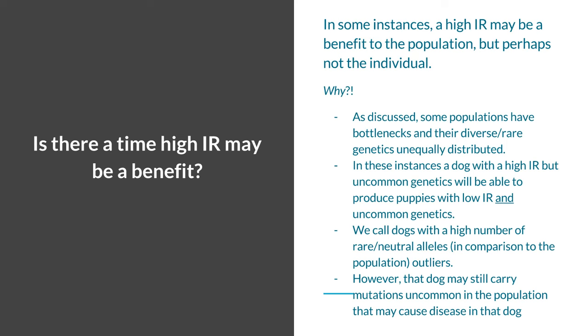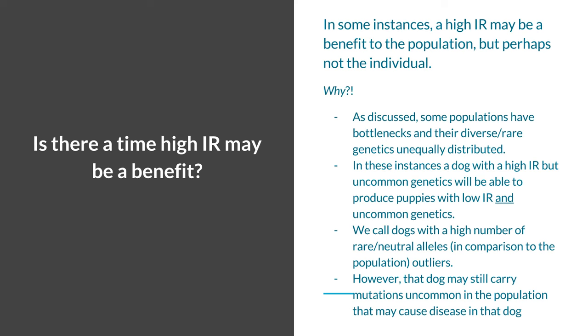Why? As discussed, some populations have bottlenecks and their diverse rare genetics are unequally distributed. So in these instances, a dog with a high IR but very uncommon genetics will be able to produce puppies with low IR and uncommon genetics. Why is that? Because they're unrelated to the majority of the breed, other dogs will be very unrelated to them and they'll very easily produce puppies that are outbred, because those other dogs wouldn't have been related to them.